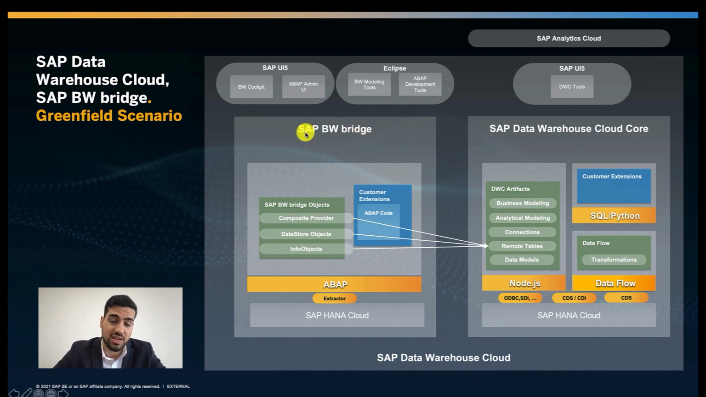Last but not least, and also very important to mention regarding the development environments, there is no support or option for customers to access the SAP BW Bridge environment using the classical, well-known SAP graphical user interface, or SAP GUI. The data and processes of the SAP BW Bridge environment are managed using an SAP UI5 environment called SAP BW Bridge Cockpit, and the main development environment for SAP BW Bridge is Eclipse using BW modeling tools and ABAP development tools. With that, let's jump directly into the system.